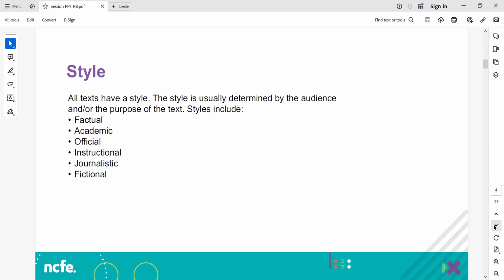Style. All texts have a style, which is usually determined by the intended audience and or the purpose of the text. And styles that you might come across could include factual, academic, official, instructional, journalistic, and fictional.